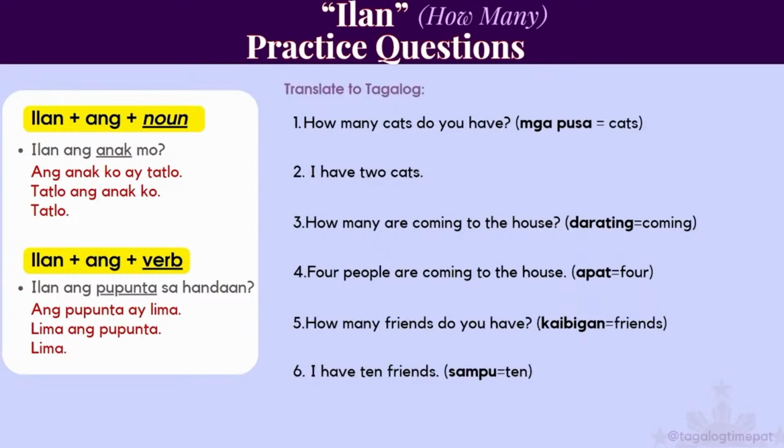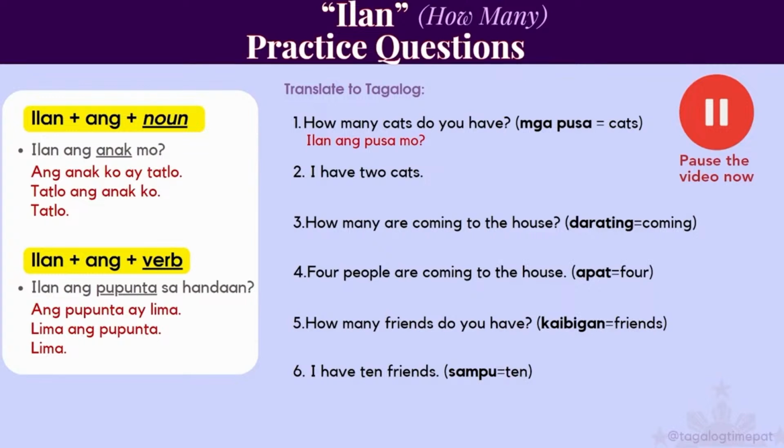How many cats do you have? Mga pusa is cats. It would be ilan ang pusa mo. Ilan ang pusa mo? Remember, you don't have to add mga, but you can. It's not incorrect. But just to be quick about it, and if you want to sound natural, you don't have to. So, ilan ang pusa mo? How many cats do you have? Pause the video now and you do the rest, and then we will go over it.